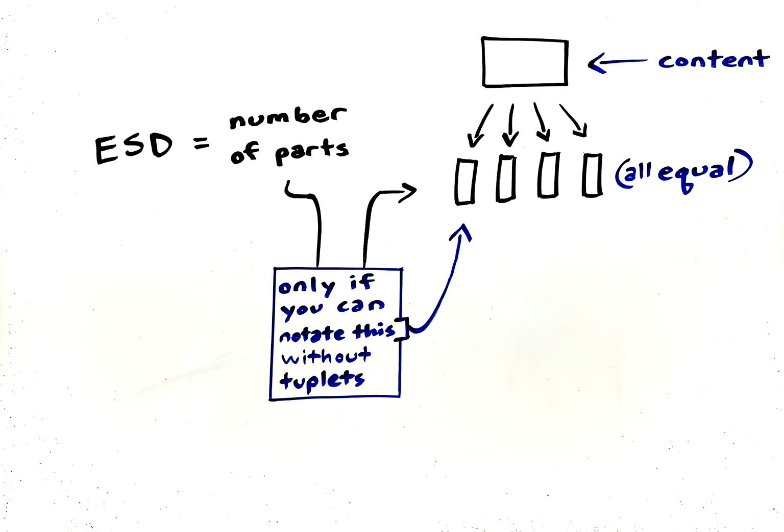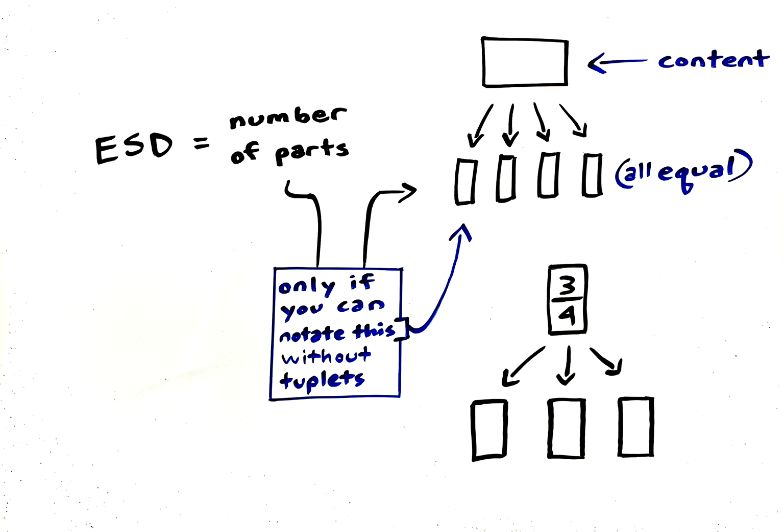For example, a content of 3/4 can be divided into 3 equal parts. Each part has a length of 1/4. Now, can we notate a length of 1/4 without using tuplets?